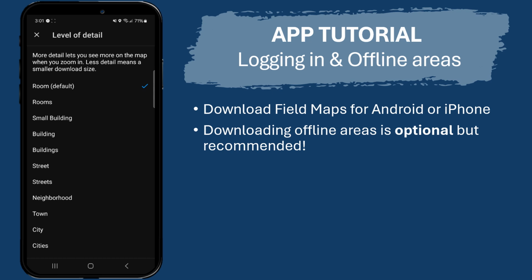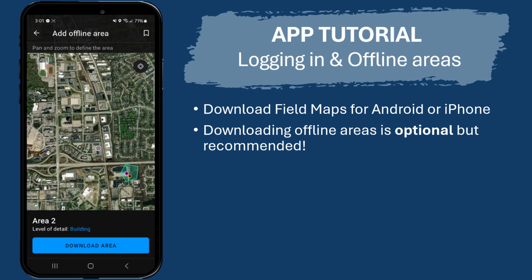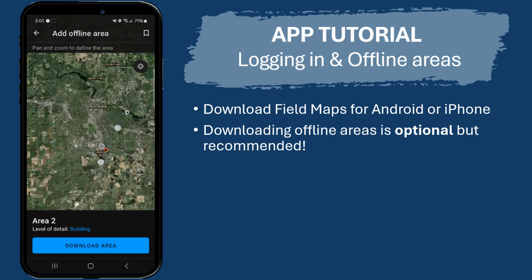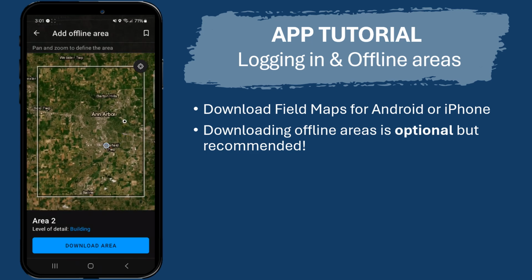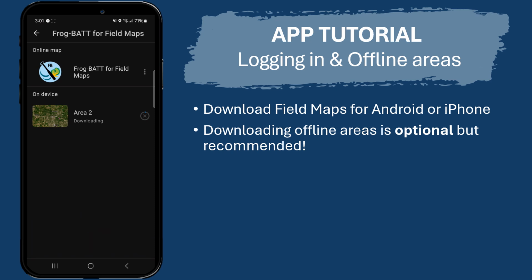It says more detail lets you see more on the map when you zoom in, less detail means a smaller download size. So I'll just pick the building level, sure, why not? That gives us a much bigger area to download. And then you just say download area, and you can see we've got a status bar of how long that is going to take us to download. It is going, and once it is done, we will have that entire map saved for when we want to go out in the field.